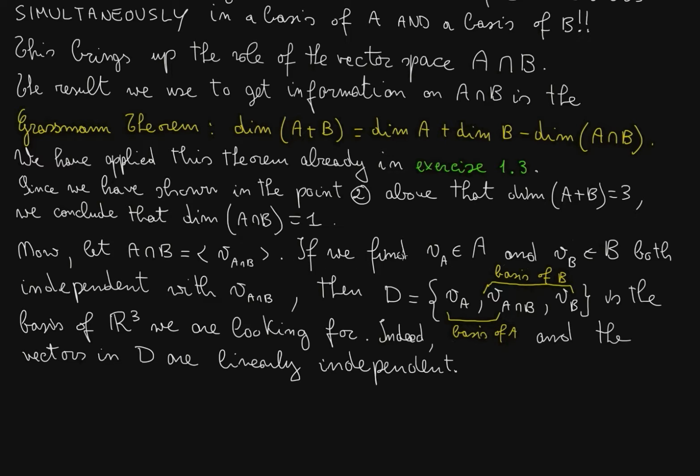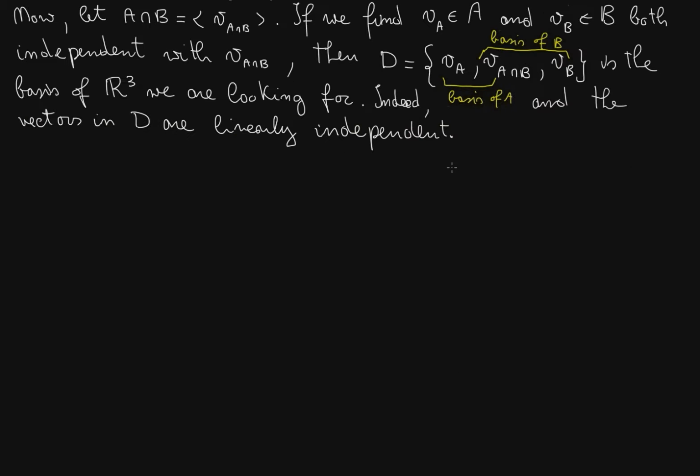But by assumption, we picked VB linearly independent with V_{A∩B}, therefore it cannot be a multiple of it. This shows that VB cannot belong to A. Therefore, it is a vector that does not belong to this subvector space of dimension 2, and since the vector space where we are living has dimension 3, these three vectors are linearly independent and are a basis. So let's find the basis of the intersection.